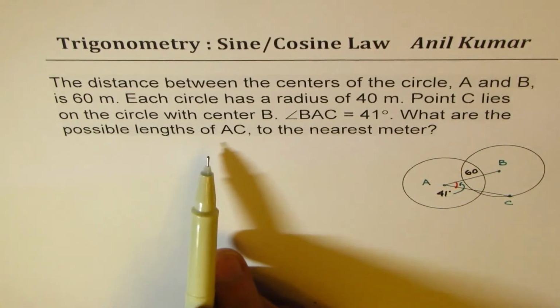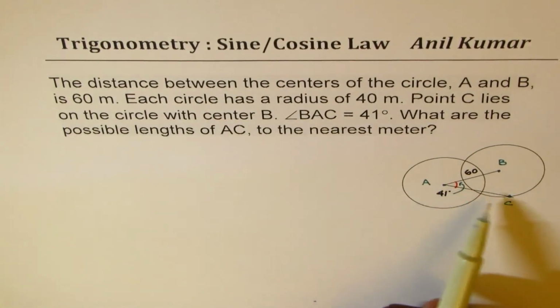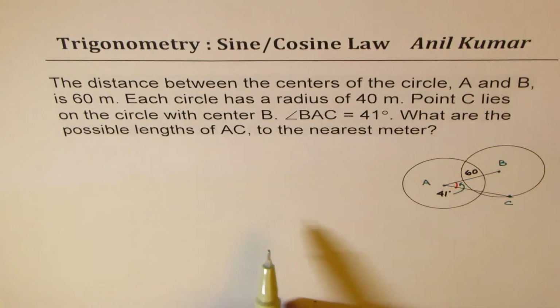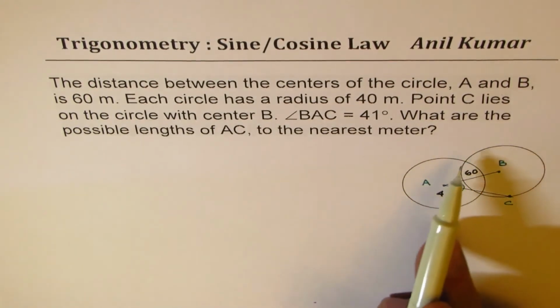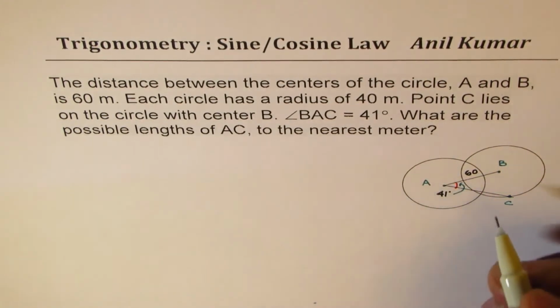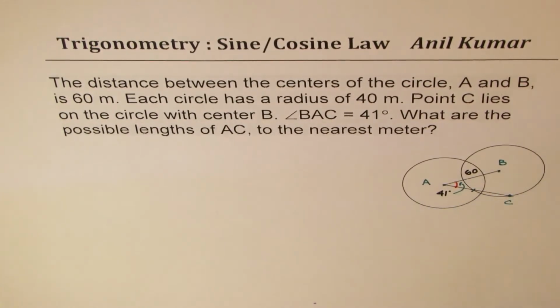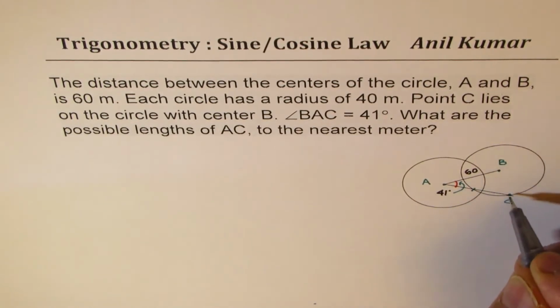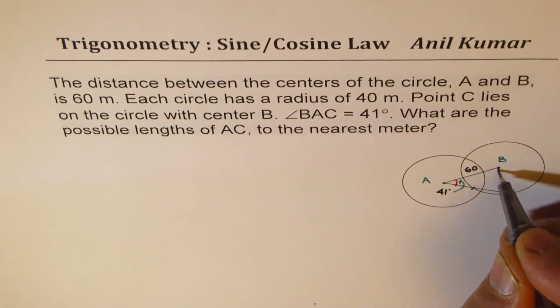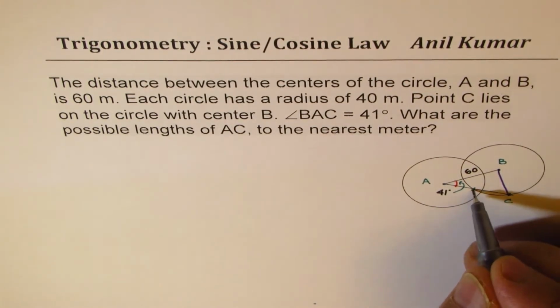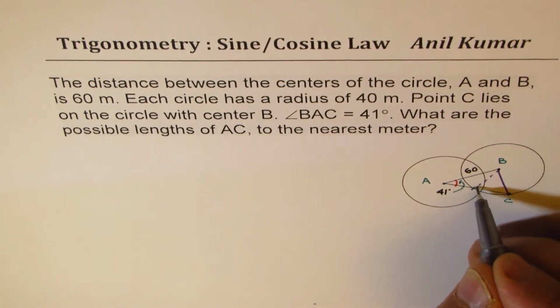What are the possible lengths of AC? This is what we need to find, to the nearest meter. Now C is a point on the circle. From the diagram, you can say C could be at these two positions. Let me sketch these positions. So let's say C is here. So we can form a big triangle. And if there is a possibility, that could be the second, right?